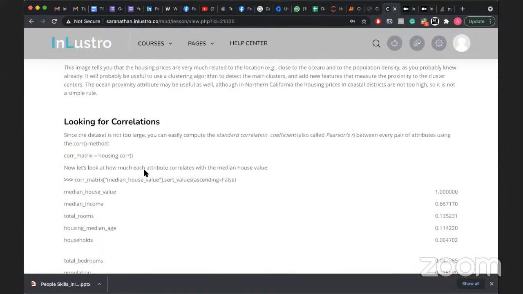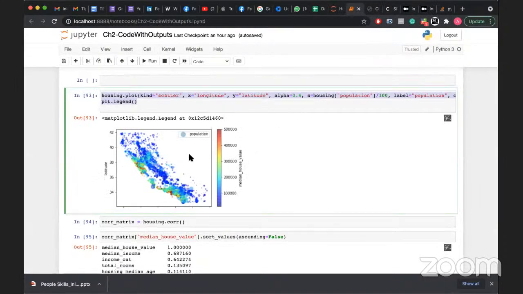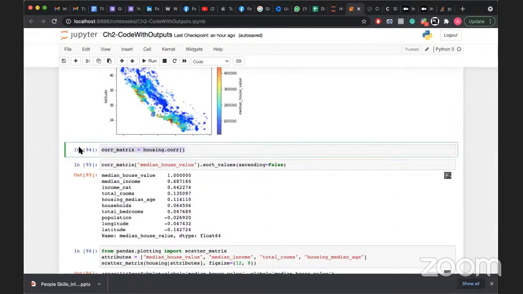So how do we look for correlations? What is a correlation? Since the data set is not too large, you can easily compute the standard correlation coefficient, also called Pearson's R value, between every pair of attributes using the corr method. The correlation matrix is equal to housing.corr(). Let us execute this function and understand the mathematical correspondence between different attributes in the data set.